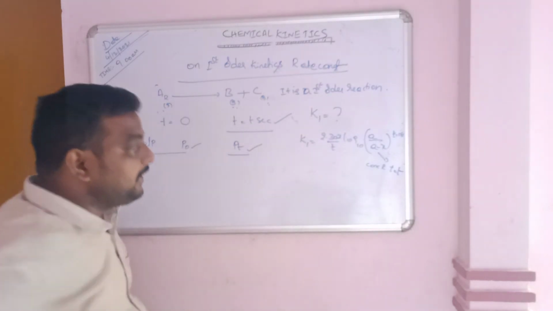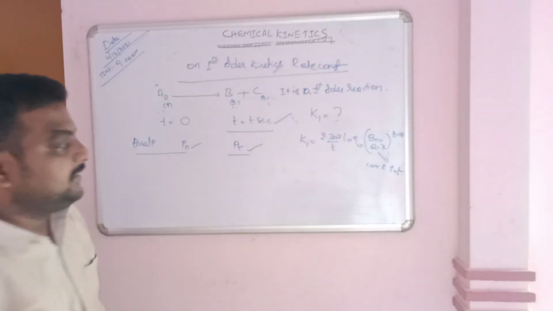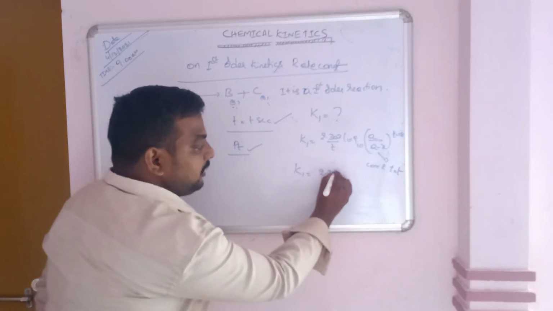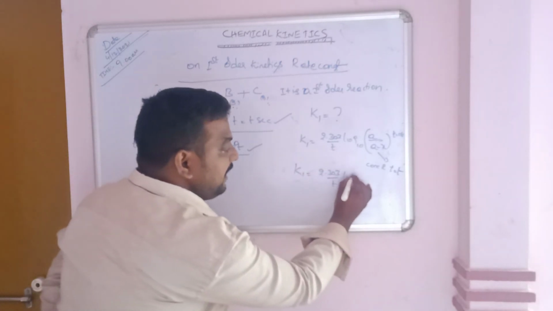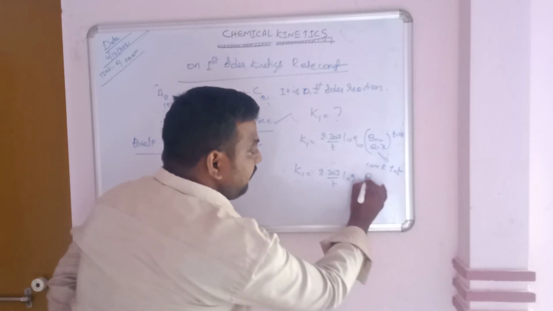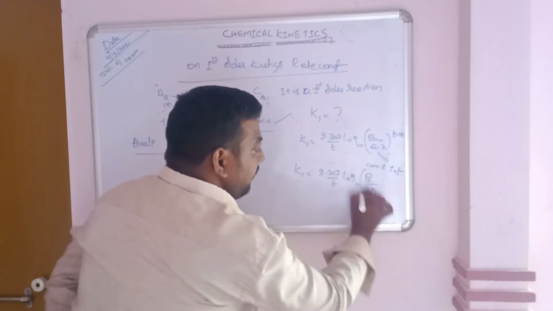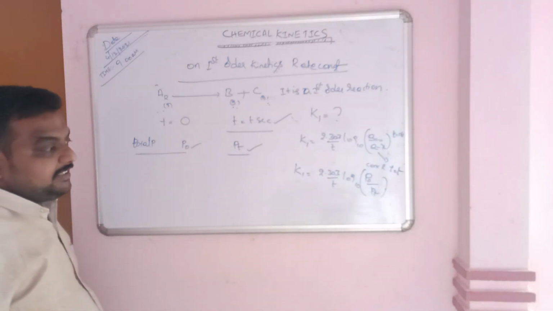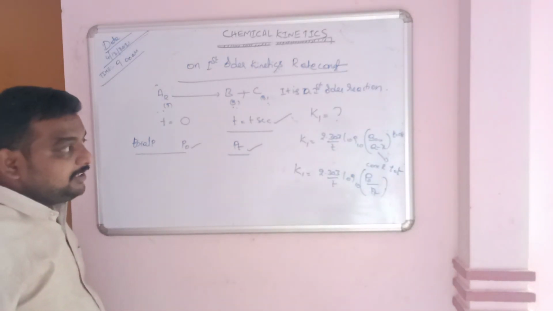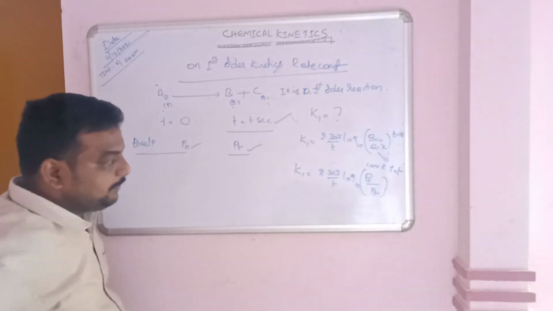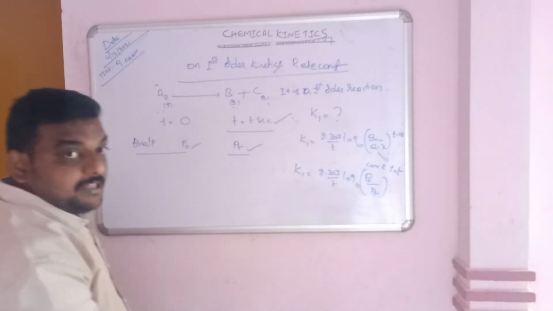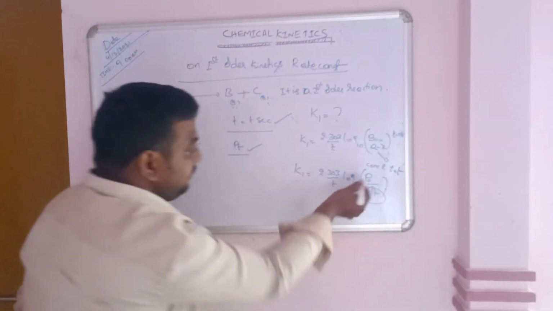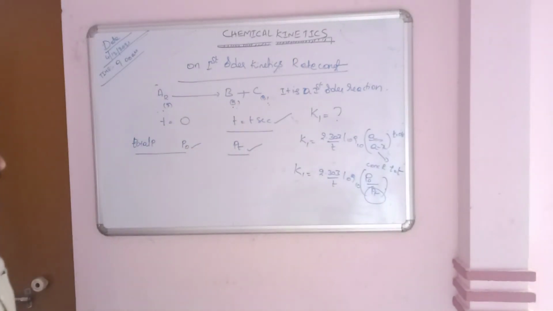So concentration is replaced by pressures. Then the first order rate constant is 2.303 by t log10 P naught by Pt. P naught is the pressure of the reactant at time t = 0 seconds, that is the initial pressure. Pt is the pressure of the reactant during the progress of the reaction. Then what is the Pt value? It can be calculated.